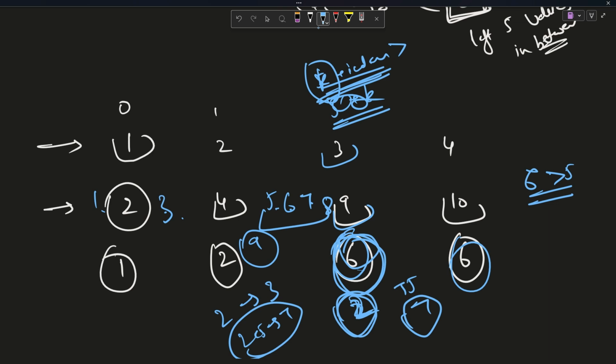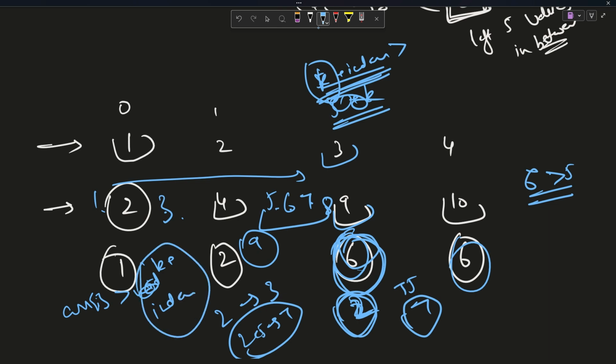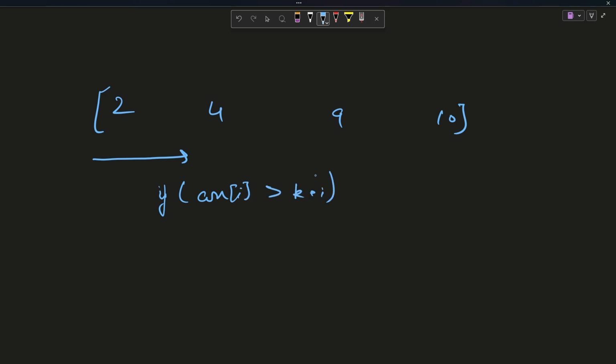So what is actually happening? We are traversing the whole array and we're just checking if arr[i] is greater than k plus index. Wherever this happens, return k plus index. That is what we are doing. Okay, let me write it again. So 2, 4, 9, 10, right? Start traveling from left to right. If arr[i] is greater than k plus i, that is k plus index, return k plus i. As simple as that.